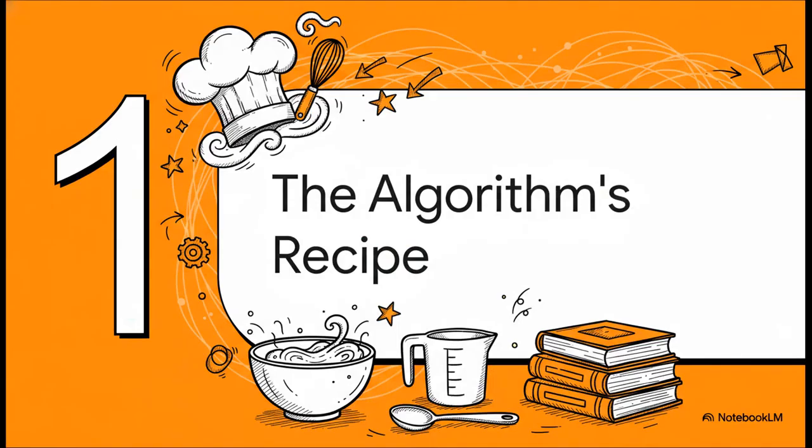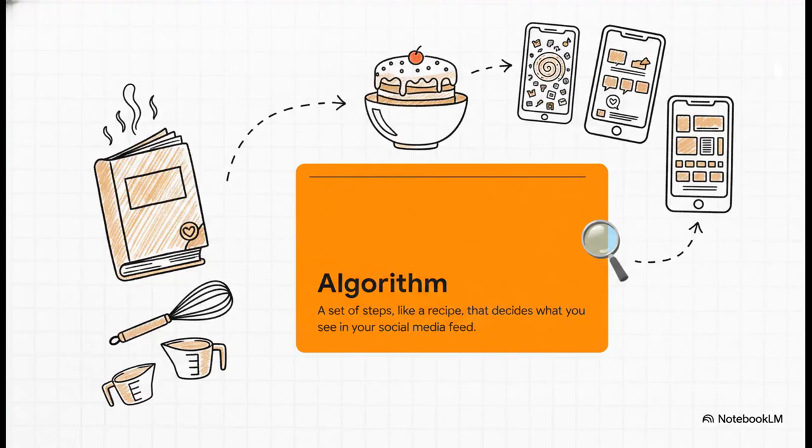Well, if you really want to understand your feed, you've got to understand the recipe it's following. And yes, I am being literal here. A recipe is the perfect way to think about it. At its core, an algorithm is just a set of instructions, like a recipe for a cake. You follow the steps, you get a cake. For an app like TikTok, the algorithm is the recipe, and that perfectly curated feed you can't stop scrolling through, well, that's the cake.